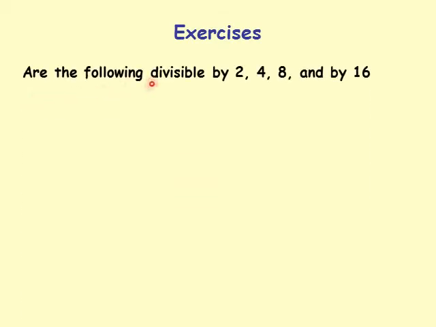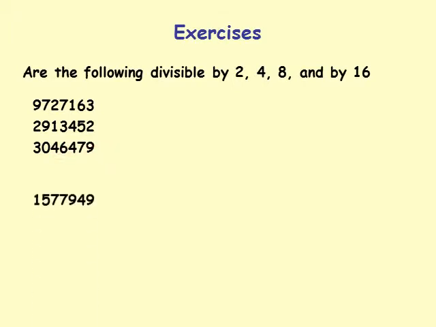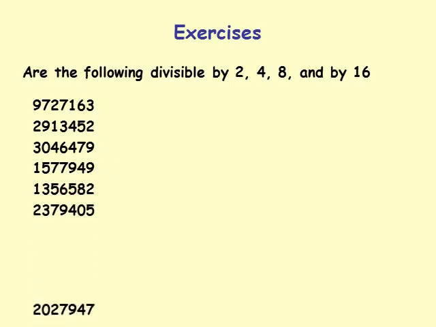You can do some exercises. Are the following numbers divisible by 2, 4, 8, and by 16? Let's look at some examples here. Number 9727163. Next. 2913452. Next. 3046479. Next. 1577949. Next. 1356582, and some more.